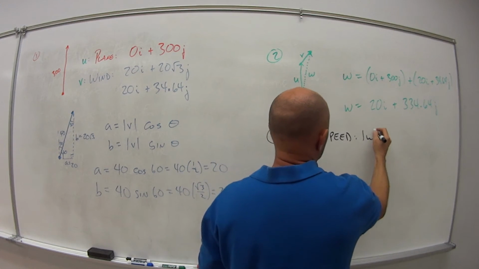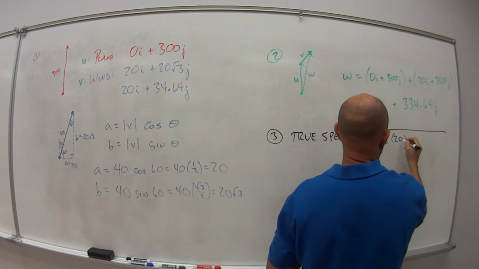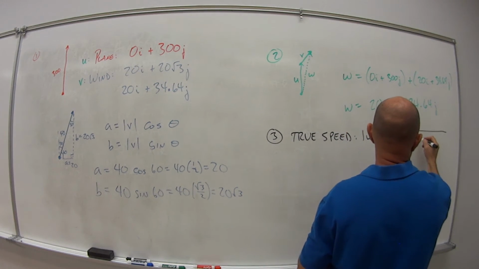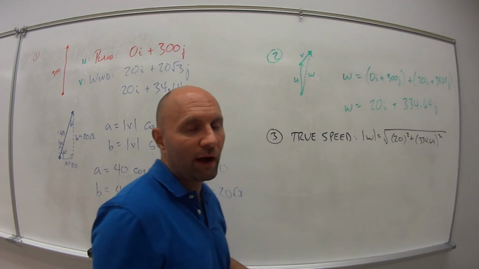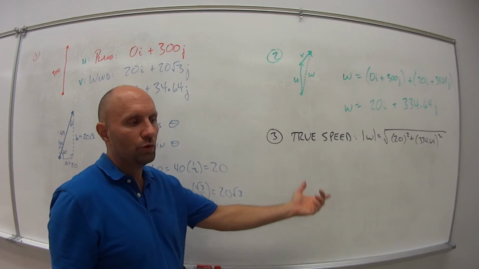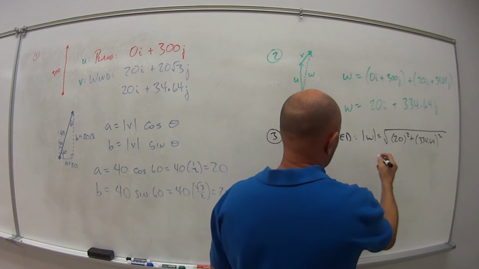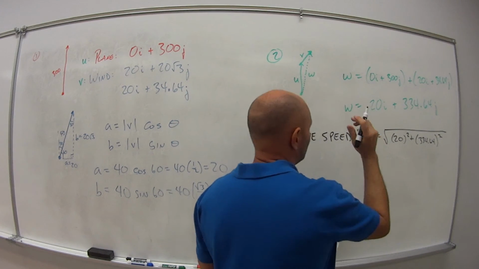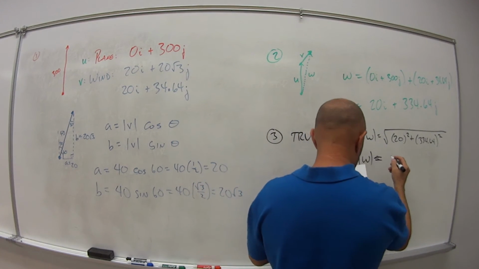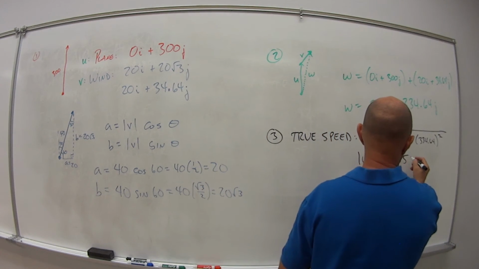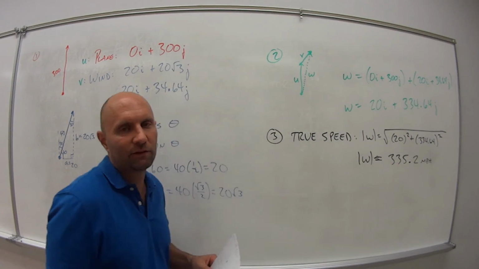So the true speed is just the magnitude of W, which is what? The square root of 20 squared plus the 334.64 squared. Remember, that's how we find the magnitude of a vector. Square the two components and add them together. So that means that the magnitude of W, the magnitude of that vector, is approximately 335.2 miles per hour.